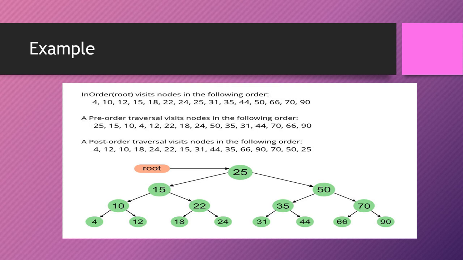From the right subtree of the binary search tree, the left node is 31, the right node is 44, and the root node is 35. Next, the left node is 66, the right node is 90, and the root node is 70. After that, it visits node 50, and last the root node 25. So this is about the post-order traversal technique.